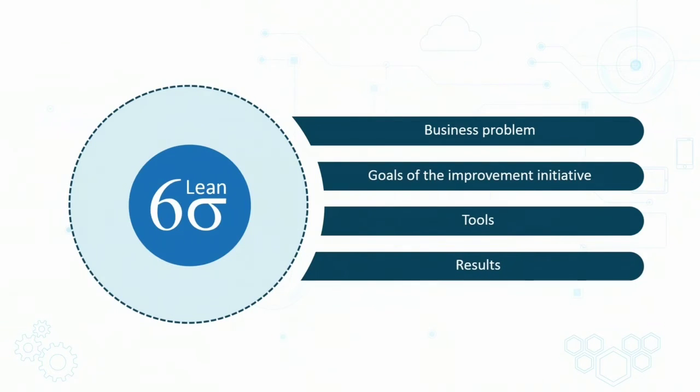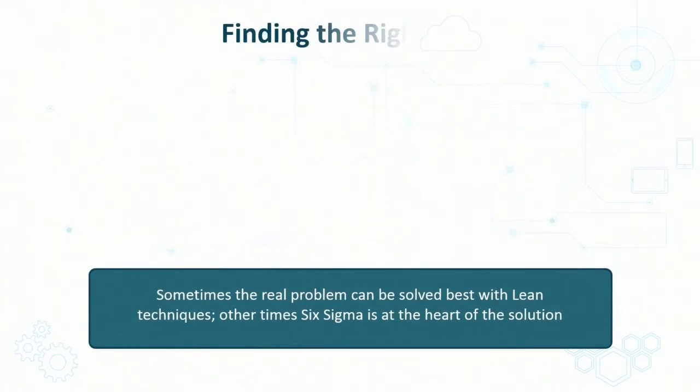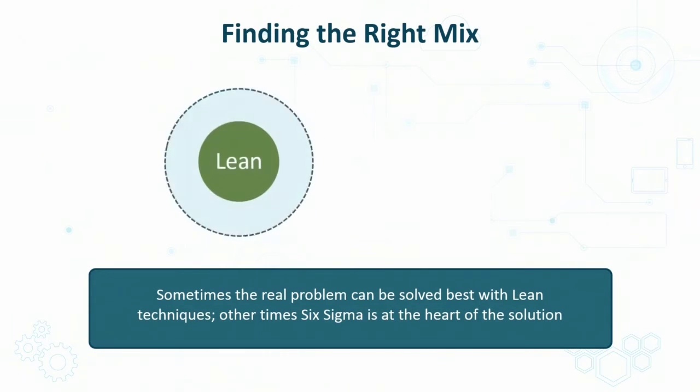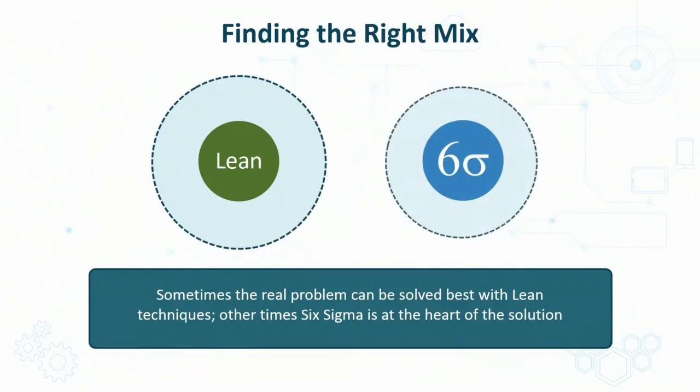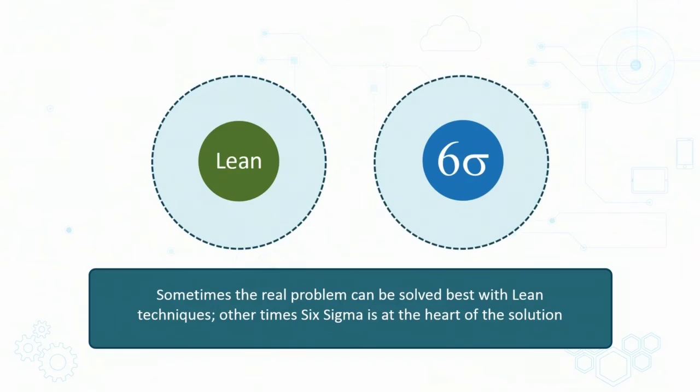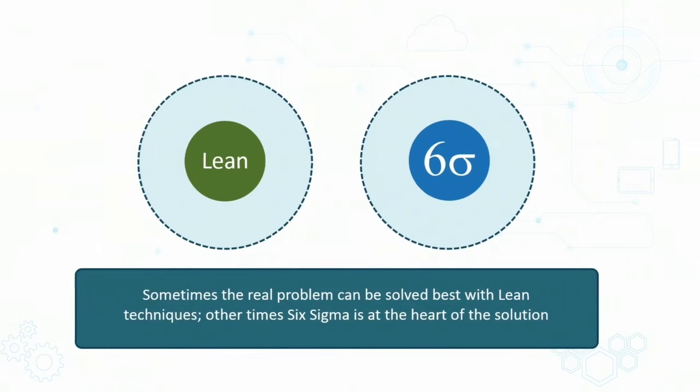Six Sigma statistical tools were also used to analyze and root out the cause of a more pervasive problem. Finally, the results. 2 years of Lean led to a reduction in lead time, an improved rate of efficiency, and the elimination of scrap from the value chain. Applying Six Sigma resolved a specific pervasive problem, pinholes in the PVC. Sometimes the real problem can be solved best with lean techniques. Other times, Six Sigma is at the heart of the solution. Finding the right mix is an important part of the improvement initiative.